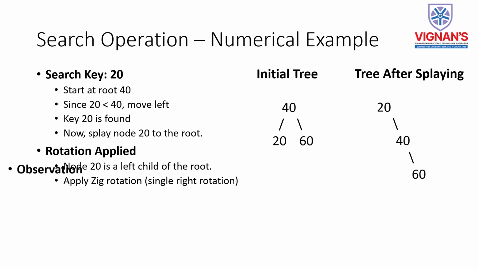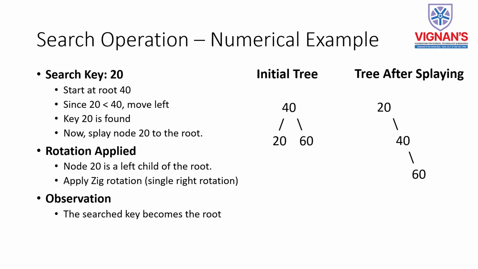Observation: the searched key becomes the root. After the splay operation, node 20 moves to the root position of the tree. Any future access to 20 takes constant time. Because 20 is now at the root, accessing it again requires no traversal, making the operation very fast.